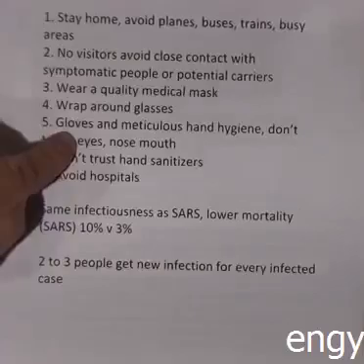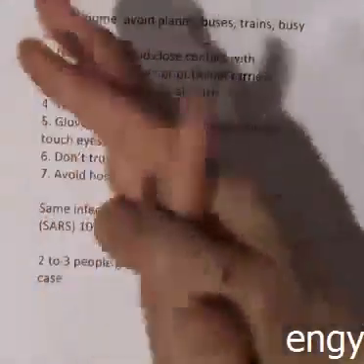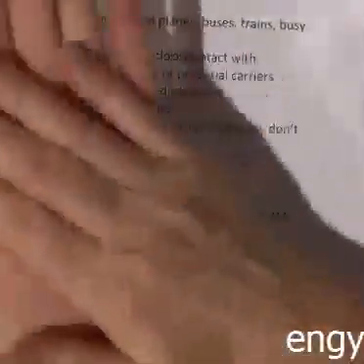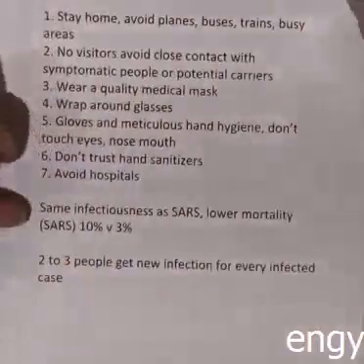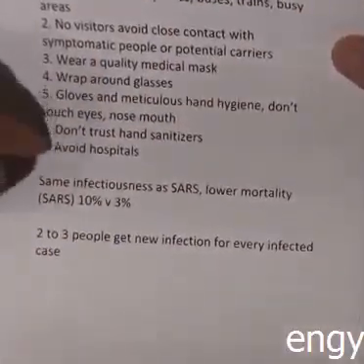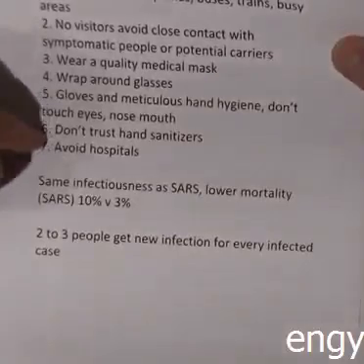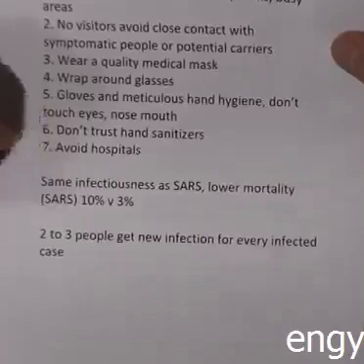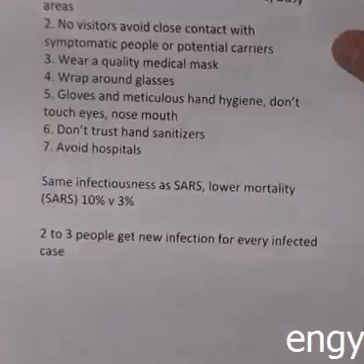But meticulous hand hygiene, so learn how to wash your hands properly, both sides, thumbs, palm to palm, back to back. Wash your hands all over. It is very important. Don't trust hand sanitizers. The alcohol is probably not going to kill the virus. And avoid hospitals where there's lots of sick people.